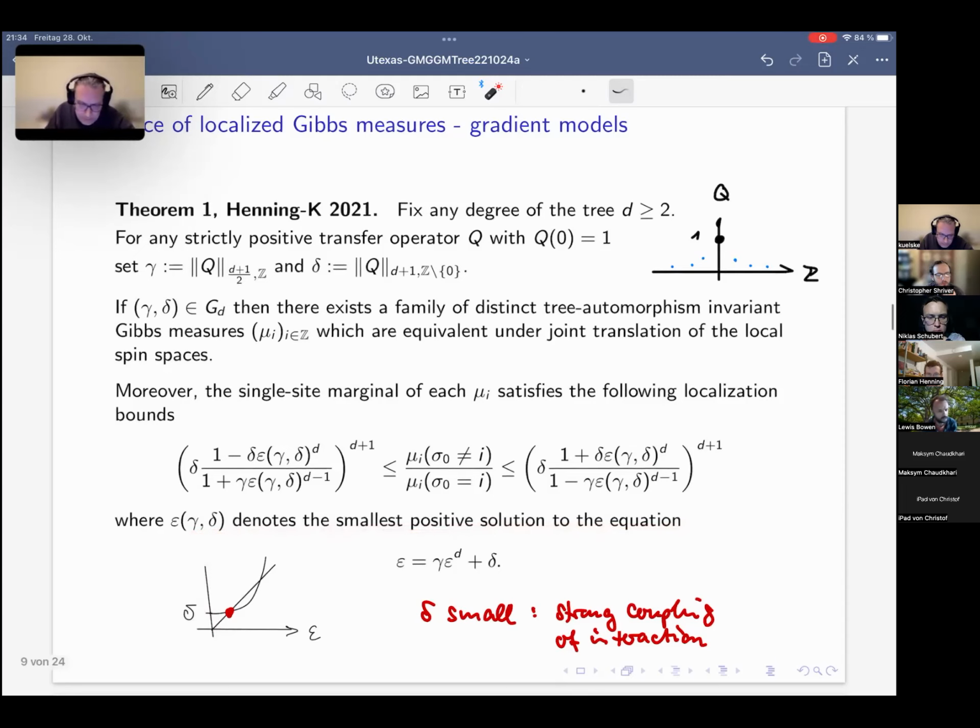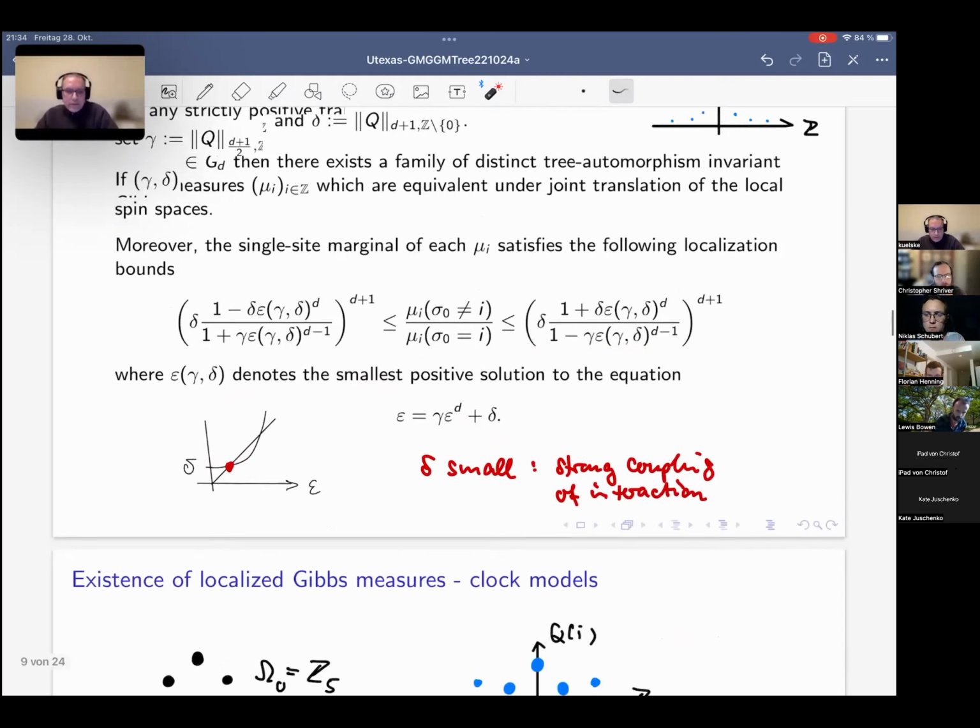So this is the offset delta, and this is this gamma epsilon d, which is a parabola for d equal 2. And if the delta goes to 0, then this moves down, and this solution also goes down. So these are concentration bounds from the view of the single type margin. So this is the first thing.